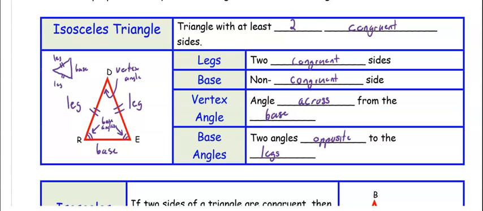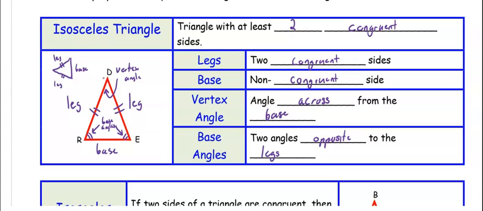Isosceles triangles, remember, are triangles with at least two congruent sides. Those two congruent sides are called the legs. So in this case, RD and ED would be the legs. The base is the non-congruent side, which would be RE. Our vertex angle is the angle across from the base, so in this case it'd be the vertex angle at the top. And the base angles are the two angles that are opposite to the legs, so R and E.